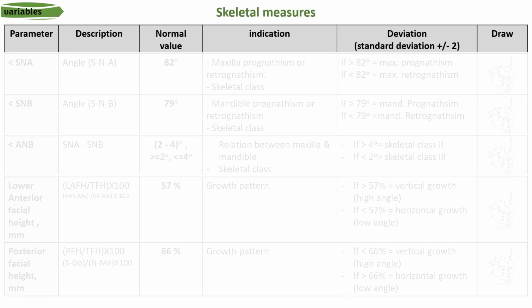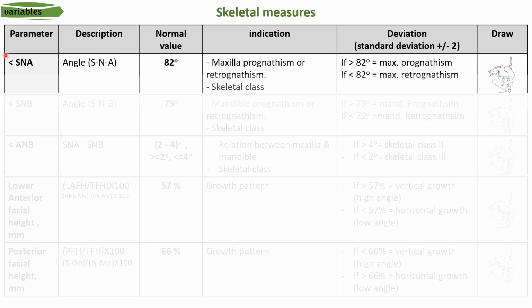Skeletal measures. SNA angle. The mean value is 82 with plus or minus 2 as standard deviation. It indicates maxillary prognathism and retrognathism, and it allows you to decide the skeletal class of the patient, whether it's class 1, 2, or 3. When it increases, it indicates maxillary prognathism, and when it decreases, it indicates maxillary retrognathism.